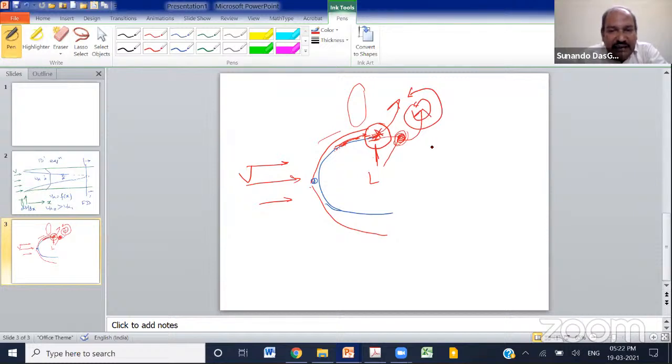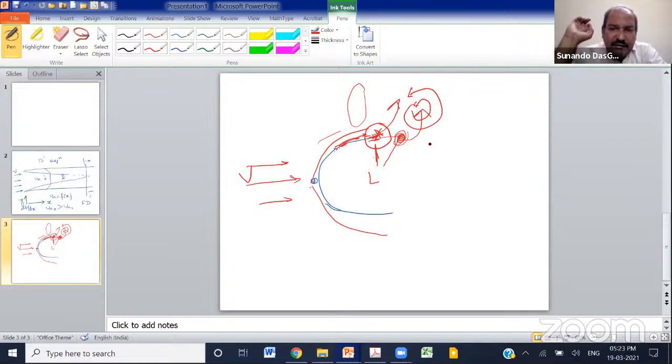So the delay in the flow separation due to turbulence present in the system can be explained by the higher momentum being associated with faster moving fluids.